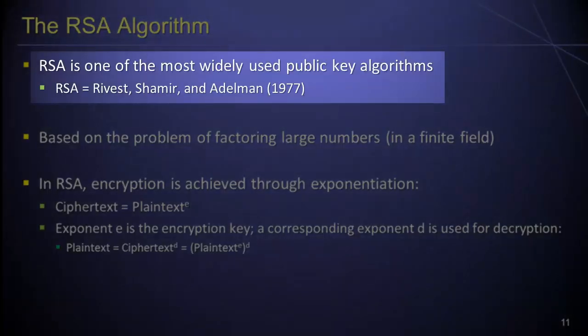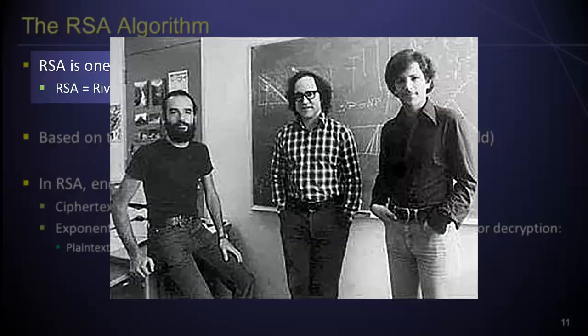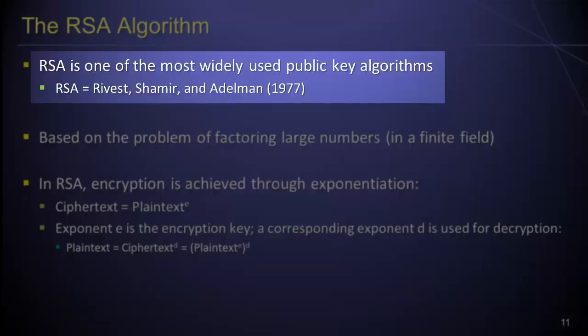One of the most widely used public key encryption algorithms is known as the RSA algorithm. The initials RSA reflect the last names of the algorithm's inventors, Rivest, Shamir, and Adleman, who first described the algorithm in 1977. A few years later, the Massachusetts Institute of Technology, or MIT, was granted a patent for the RSA algorithm. The algorithm was released into the public domain in September of 2000.